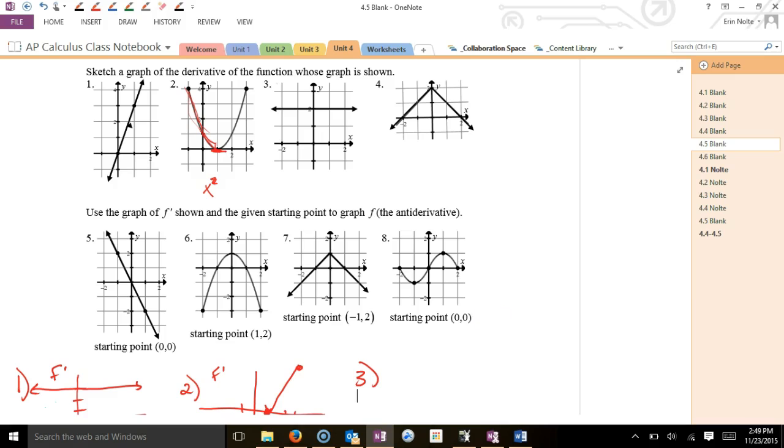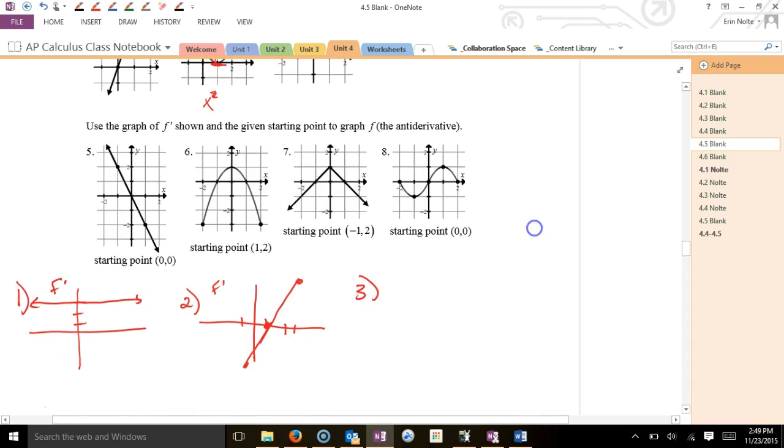Okay. Question number 3. What is the slope of that whole line? The whole slope is horizontal. The slope of a horizontal line is 0, so 0, boom. That's pretty easy.